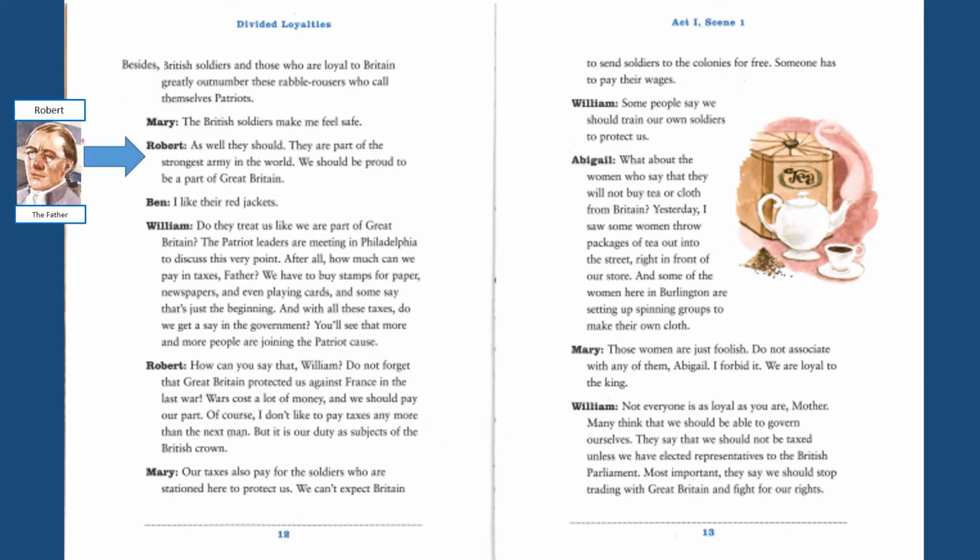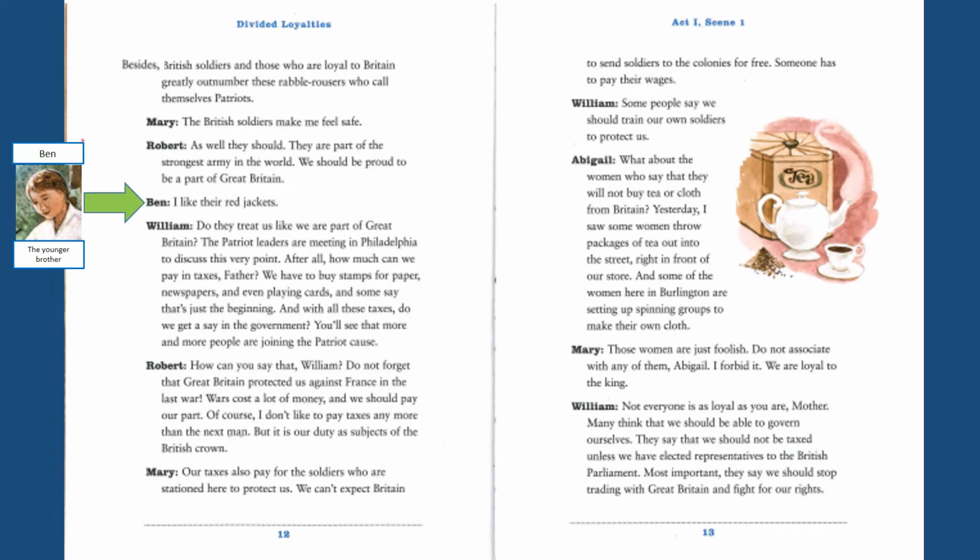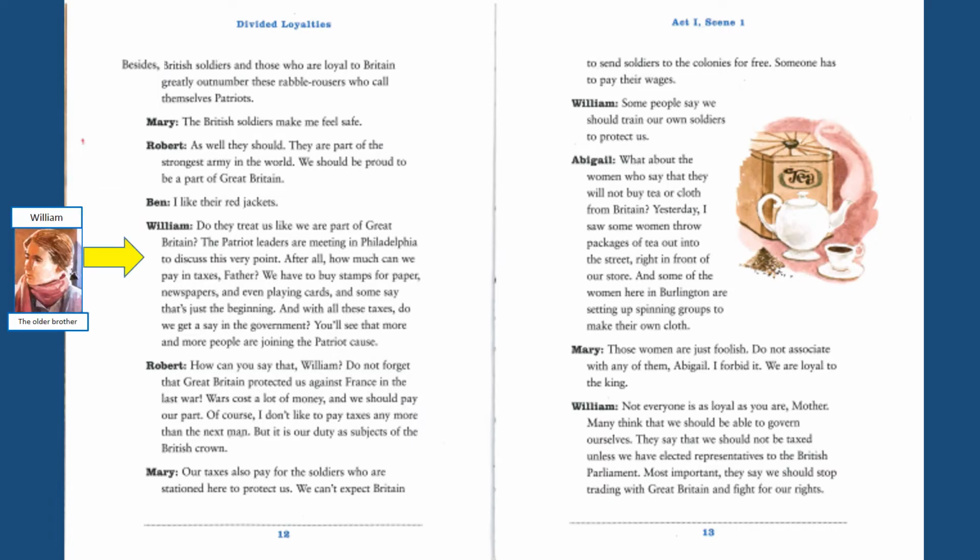As well they should. They are part of the strongest army in the world. We should be proud to be a part of Great Britain. I like their red jackets. Do they treat us like we are part of Great Britain? The Patriot leaders are meeting in Philadelphia to discuss this very point.